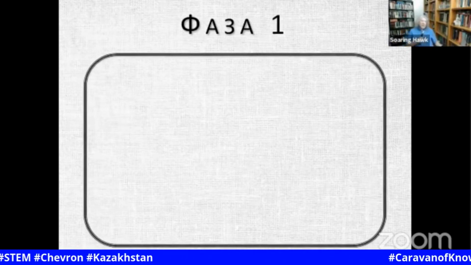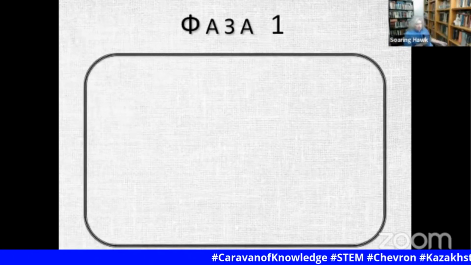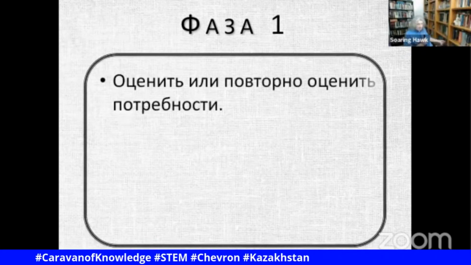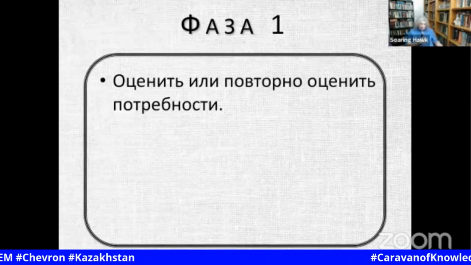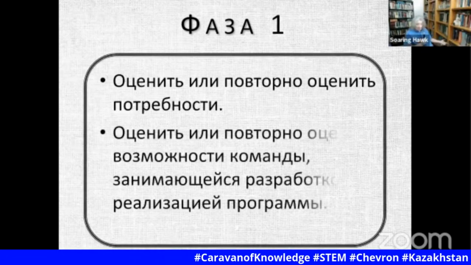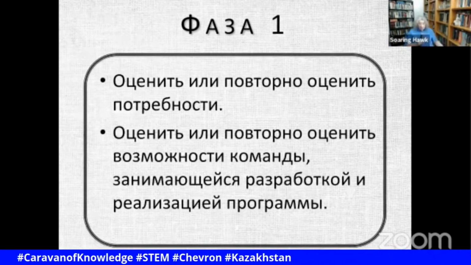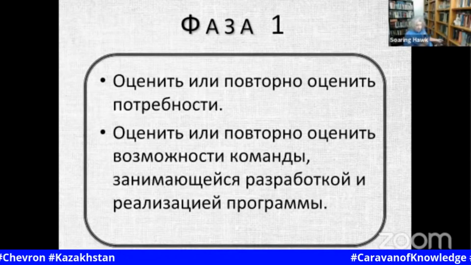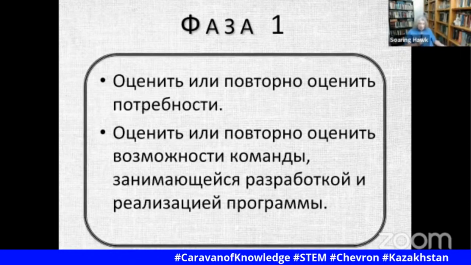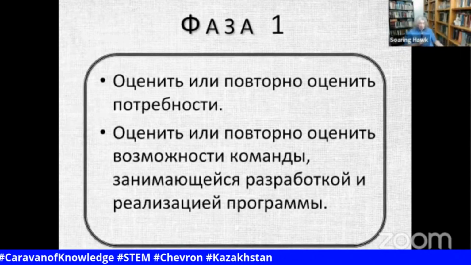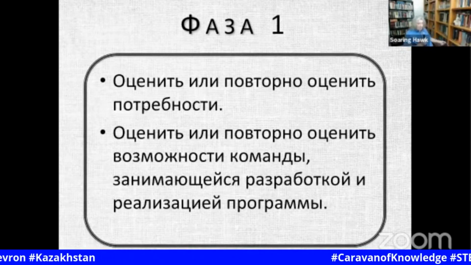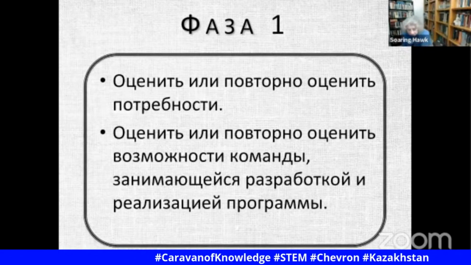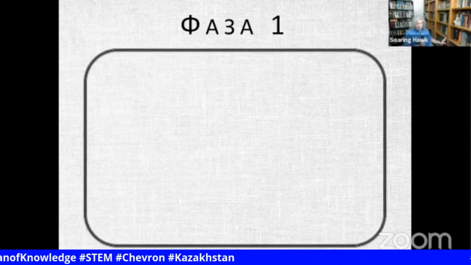So the first thing that we do here in the United States when we're going to develop a program is what's called a needs assessment. And so we want to assess or reassess the need that we want to address. And one of the first steps is to assess or reassess the capabilities of the team that's going to implement the program, to make sure that you've got a team that consists of the right people to have a successful development and implementation phase. So I'm just going to give you a brief idea of phase one of program development as it's done in the United States, or at least as I have observed it being done.